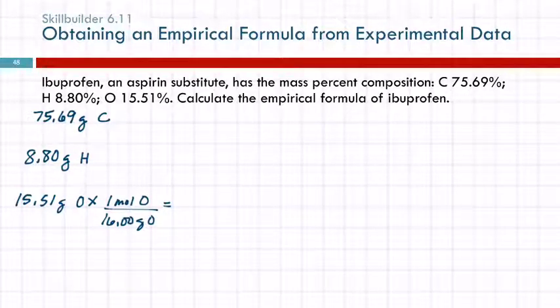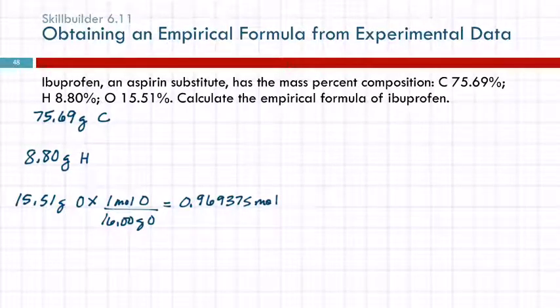So 15.51 divided by 16. This gives me 0.96. I'm looking for 4 sig figs. 0.9693, carry 2 extras, that's the oxygen.